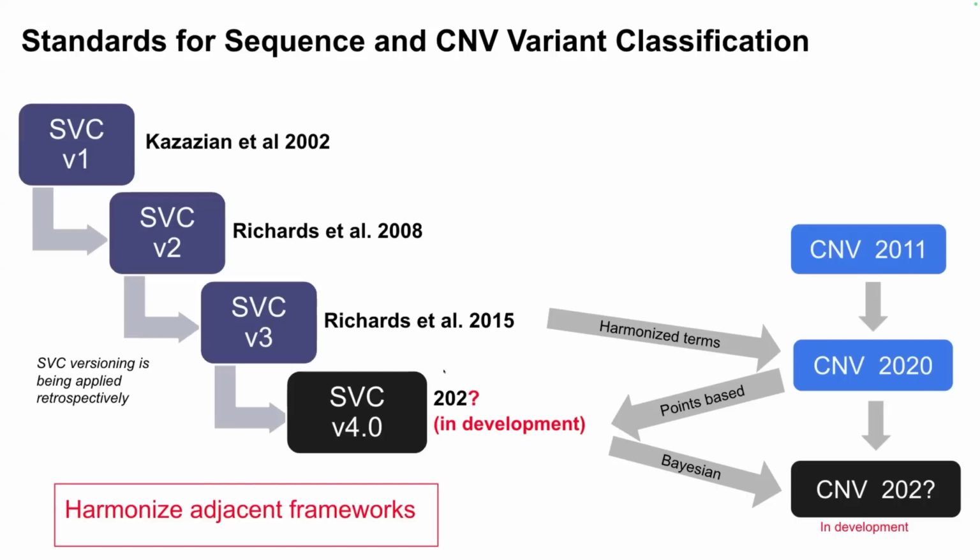For example, there's a lot of singular points-based system here, whereas in the copy number variants, they were using decimals. And so it was really hard to understand the scoring in sequence variants versus the scoring in copy number variants. And so they came together to this points-based system. They used harmonized terms because they were using different terms before. So that's just something to think about too when you're developing your standards.